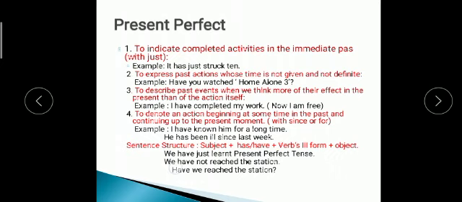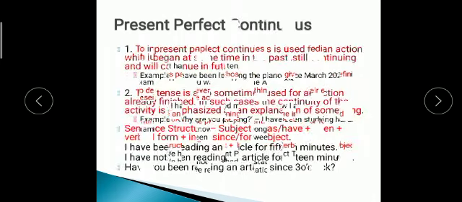Sentence structure is subject, has, have, auxiliaries over here, verbs third form and object. We have just learnt present perfect tense. We have not reached the station. Have we reached the station? I'm sure students, you understood present perfect tense. Now we switch to present perfect continuous.